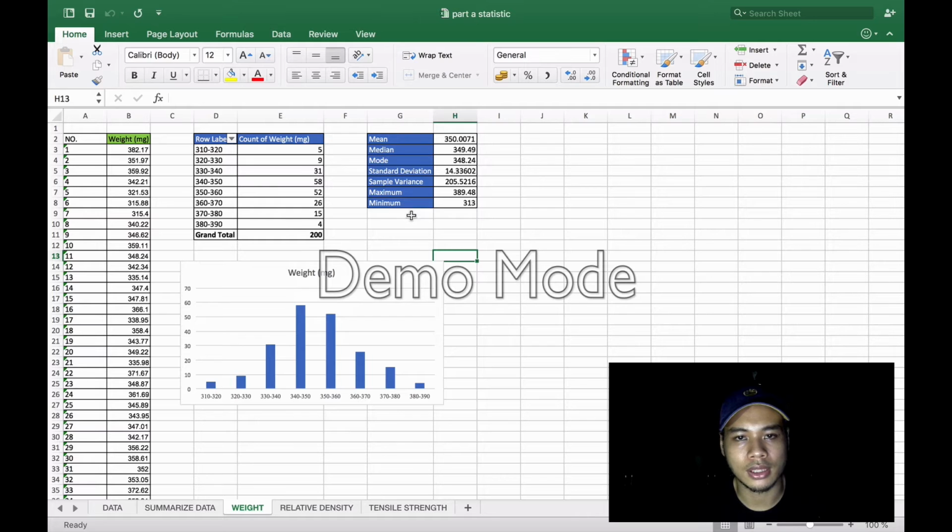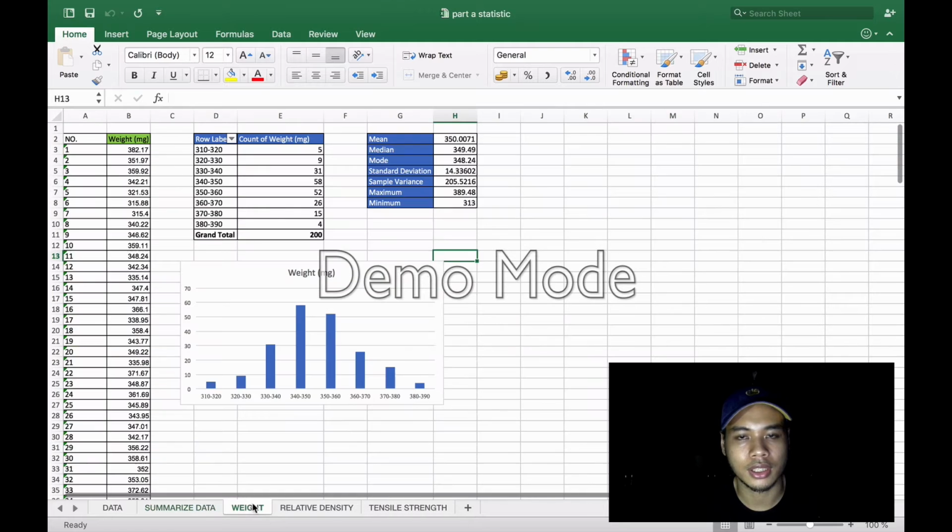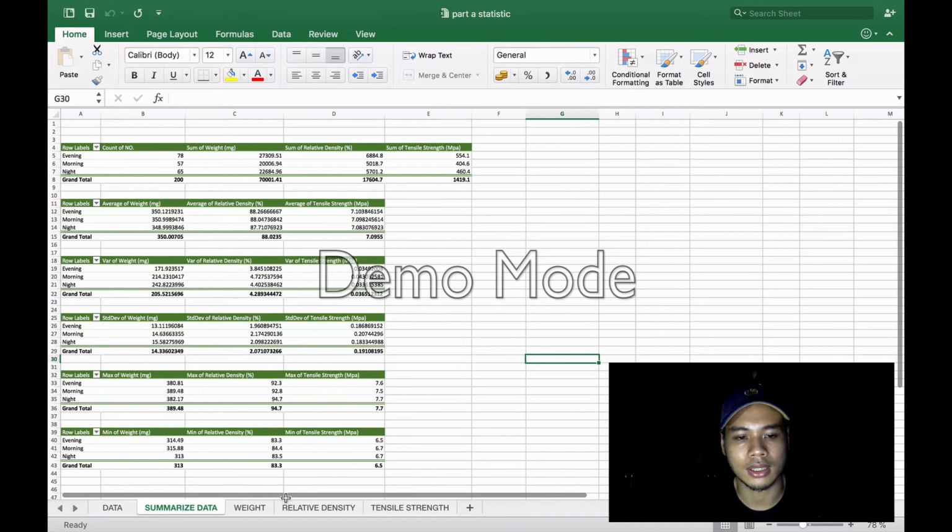This table is what I have summarized again from the summarized data. For example, the maximum of weight is 389.48. So here the maximum is 389.48. This data is taken from the summarized data.